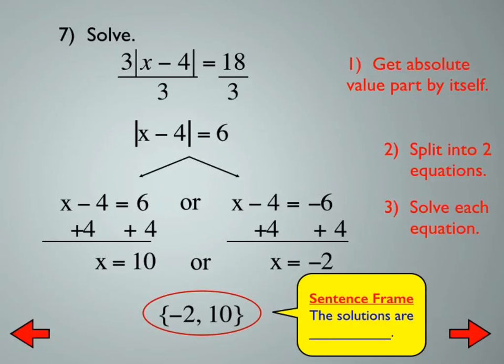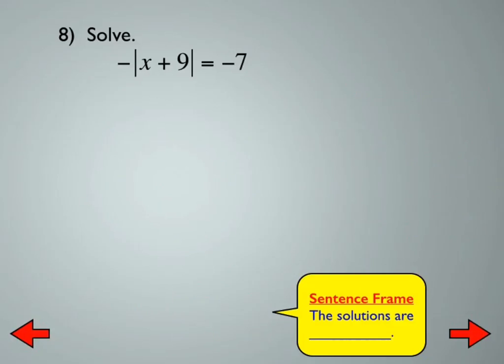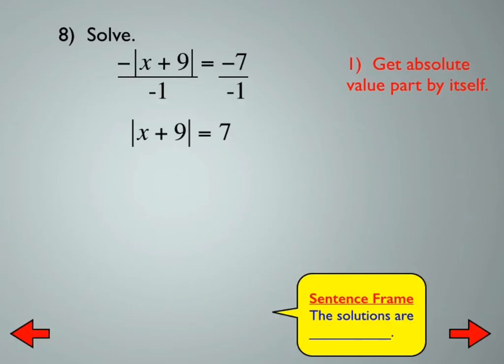Number 8. We need to get the absolute value part by itself. We can accomplish that by either multiplying both sides by -1 or dividing both sides by -1. I'm going to divide both sides by -1. And when I do that, of course, what happens is that sort of cancels that out. So that's why the absolute value part is by itself.